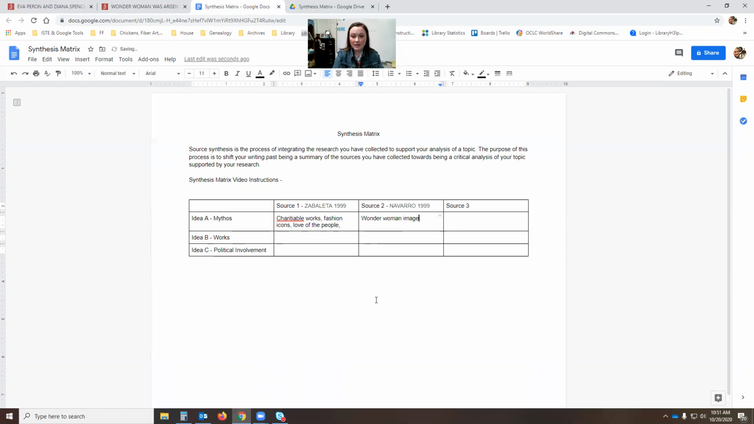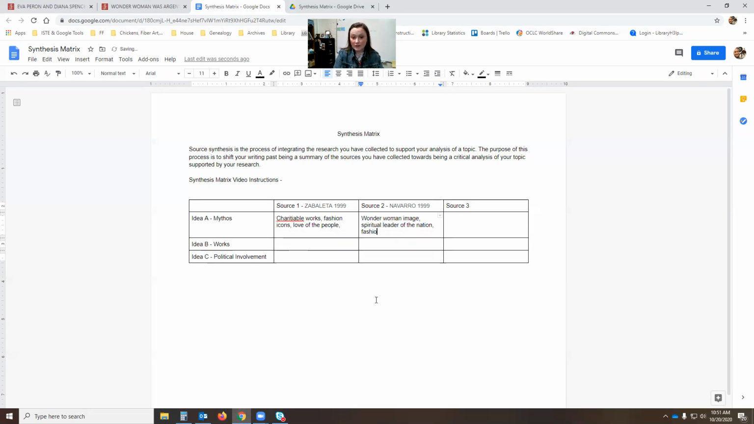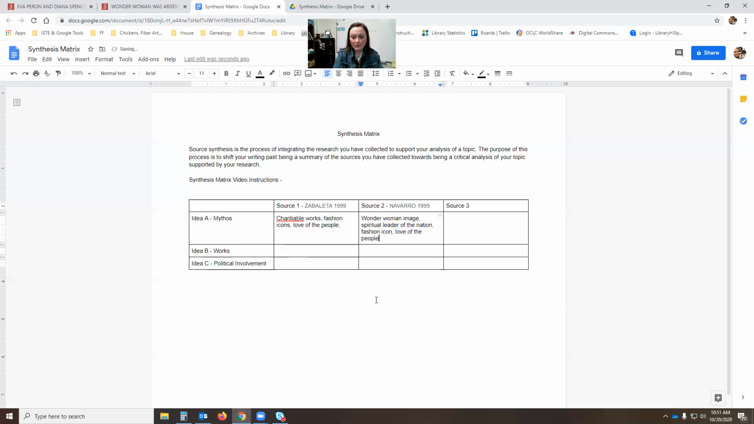Source number 2, that one also talked a lot about this Wonder Woman image. Evita was actually given the title spiritual leader of the nation. Also, it talks about how Evita was a fashion icon, love of the people. And so what I'm doing is I'm identifying ideas that show up across multiple sources.